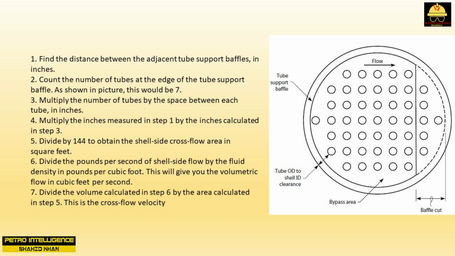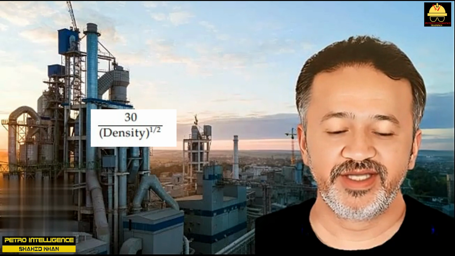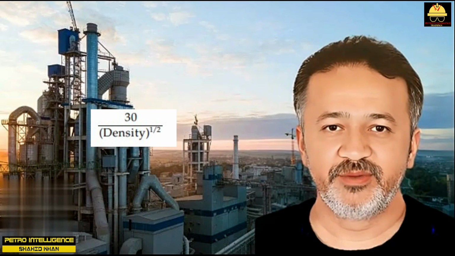6. Divide the pounds per second of shell side flow by the fluid density in pounds per cubic foot. This will give you the volumetric flow in cubic feet per second. 7. Divide the volume calculated in step 6 by the area calculated in step 5. This is the crossflow velocity. A good crossflow velocity for water is 3 to 5 feet per second. For fluids other than water, a reasonable crossflow velocity, in feet per second, is 30 divided by the square root of density, where the density term is the density of the shell-side fluid, in pounds per cubic foot.